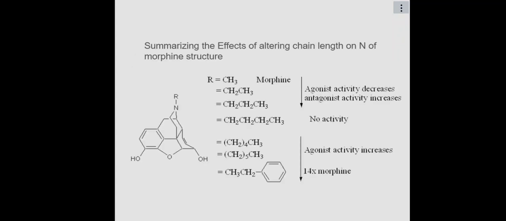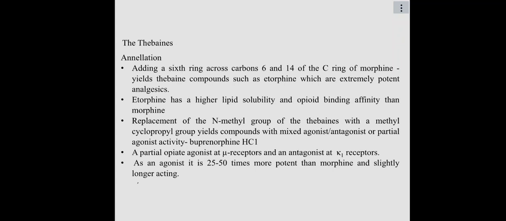Yes, the last one we had looked at is a change at the nitrogen atom. So you can also change one of the rings. You can also change ring C and add a dividing line. You increase the number of rings by adding a bond or adding some carbon atoms between carbon 6 and carbon 14. And once you do that, we call it annulation.